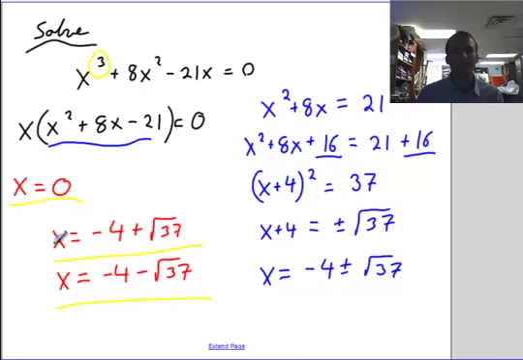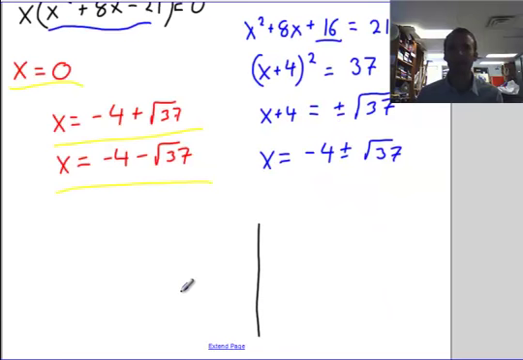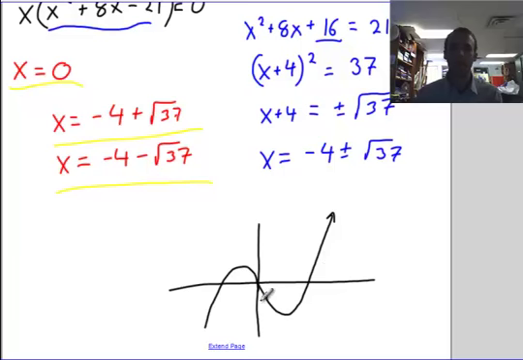Alright, now remember that these solutions represent where the object crosses the x-axis. So what this says, since these are real, that this graph, it could look like this. So I'll just do this really quick. It's a cube, so it could look something like this, where I just need to draw this a little bit over because we know it passes through 0. So we have negative 4 plus the square root of 37.